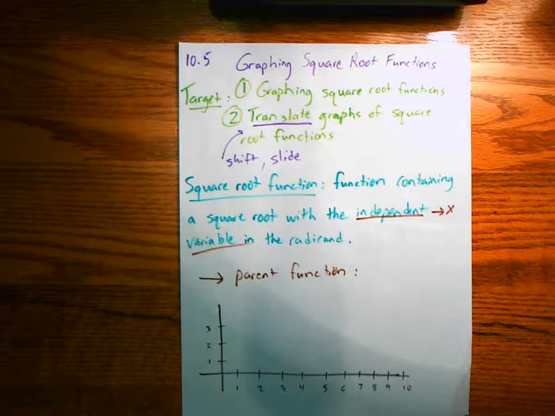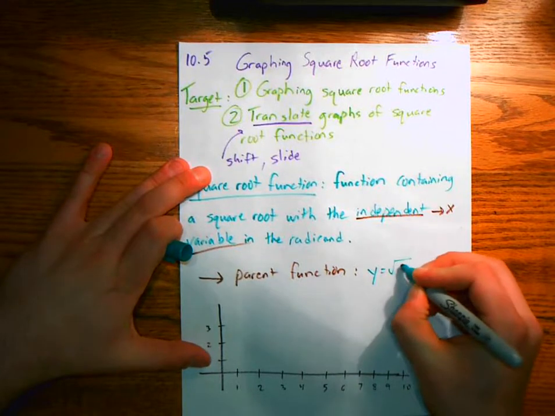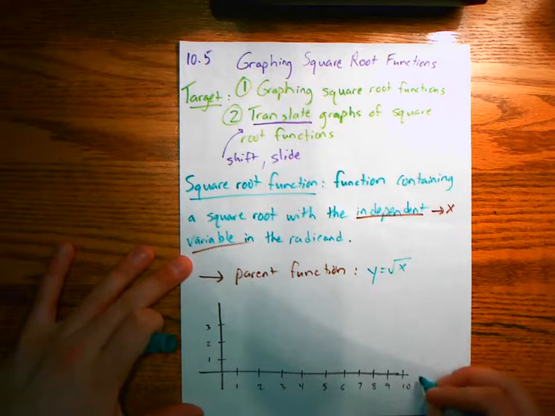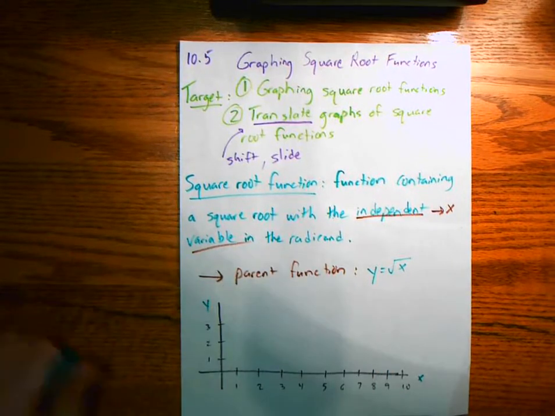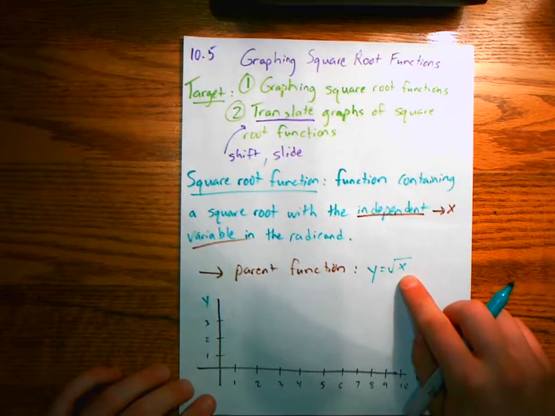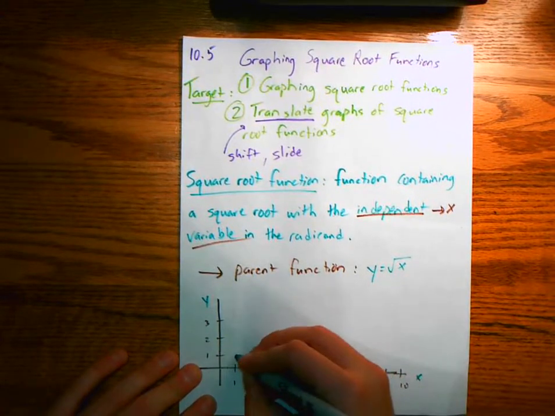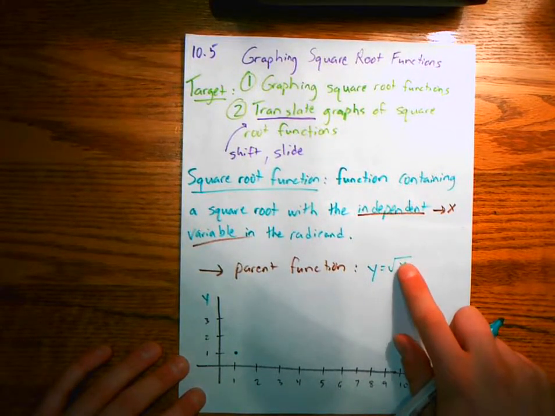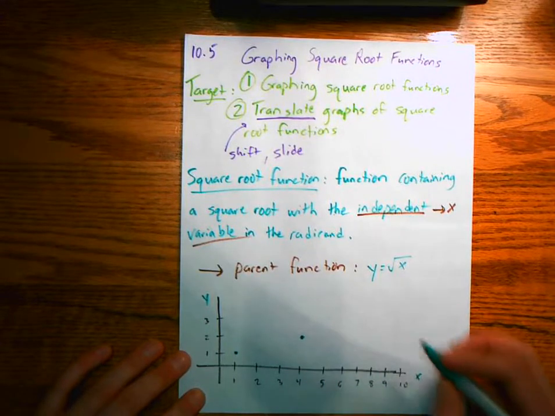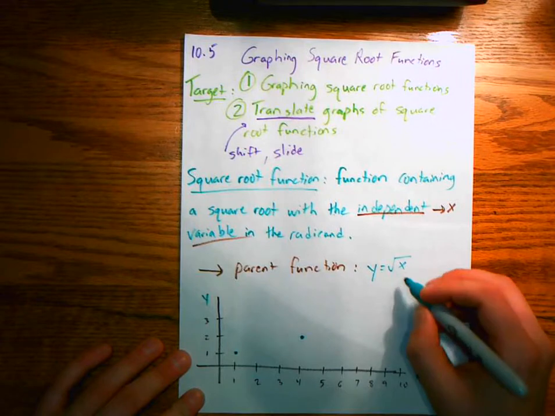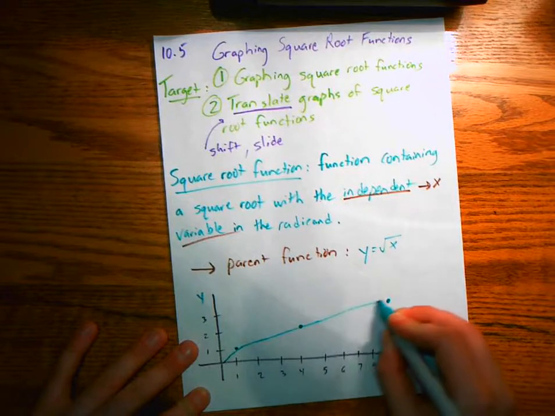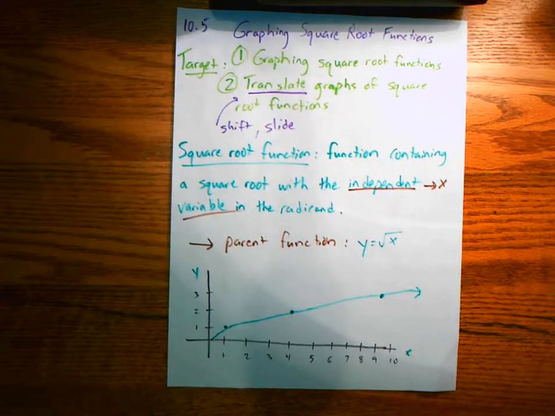The parent function of every single square root function is actually going to be y equals the square root of x. If all of these points on the x-axis relate to your x, and the y-axis points are for your y, if you plug in 1 into x, the square root of 1 is 1. Then if you plug in 4, the square root of 4 is 2. Then the next perfect square is 9, and the square root of 9 is 3. So this is what the graph of the parent function of a square root looks like.